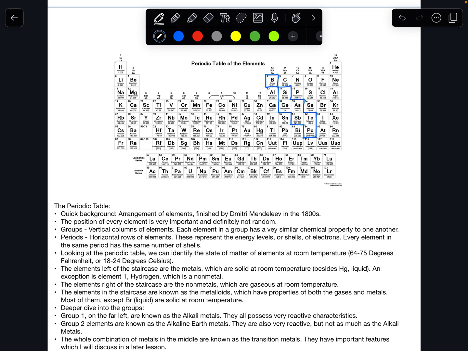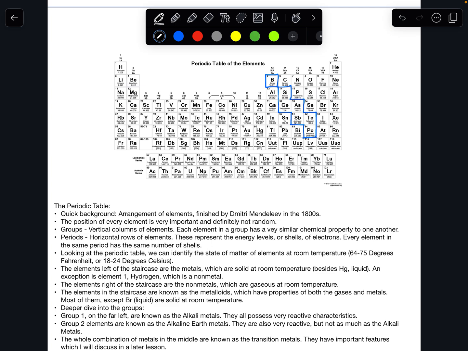A quick background about this table is that it is an arrangement of elements by Dmitri Mendeleev in the 1800s. So a very long time ago, this was created. And while it may look random at the start, the position of every element is very important, and it was definitely not randomized. Let's start with the basics.